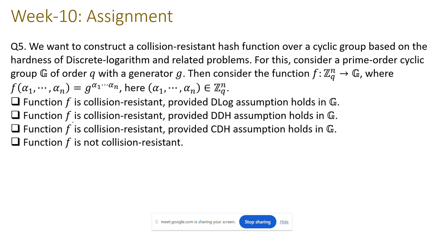We want to construct a collision resistant hash function over a cyclic group based on the hardness of discrete logarithm and related problems. For this, consider a prime order cyclic group G of order q with a generator small g. Then consider the function f from Zq^n to G, where f of alpha 1 to alpha n is computed as g to the power alpha 1 to alpha n, where each of the alpha i's is an element of Zq. Now you have to comment on the collision resistance of the function f, whether it is collision resistant based on some hardness assumption or not. So answers from you.